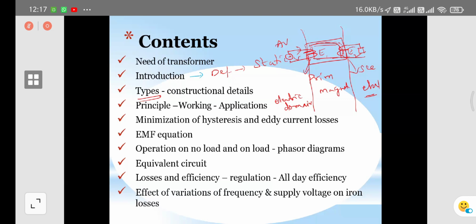Next, the EMF equation. Generally, in the transformer we have E1 and E2, where E equals 4.44 f Φ T. Here f is the frequency, a constant frequency of 50 Hz.